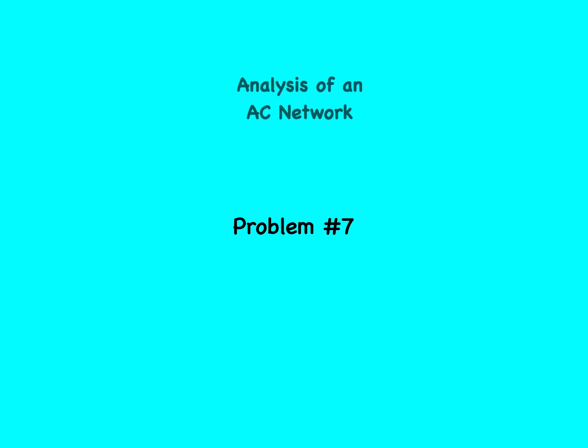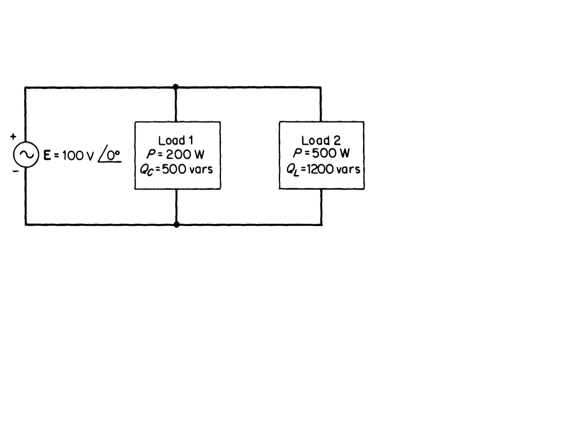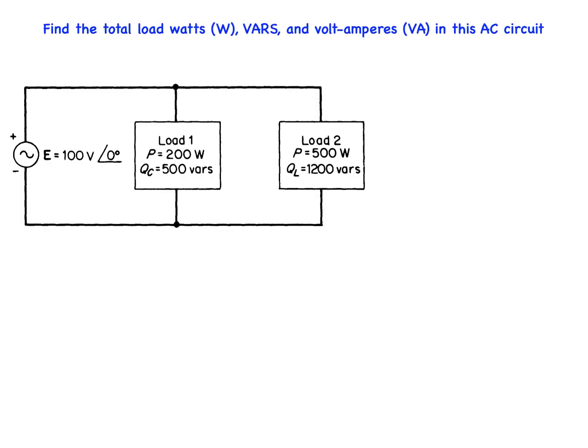This is a continuation of practice problems in the analysis of an AC network. Problem number 7. An AC network is shown here in the form of a block diagram. Our task will be to find the total load in watts and vars and volt amperes in this AC circuit.